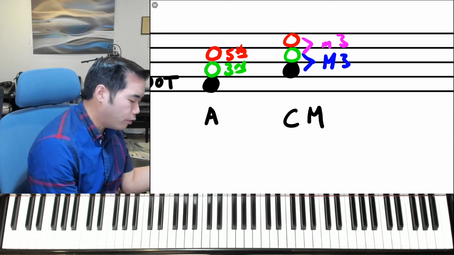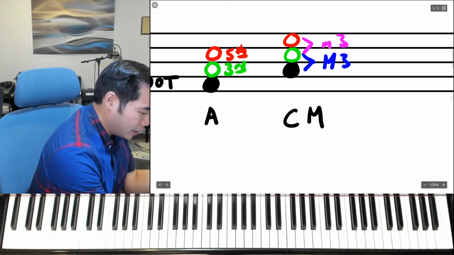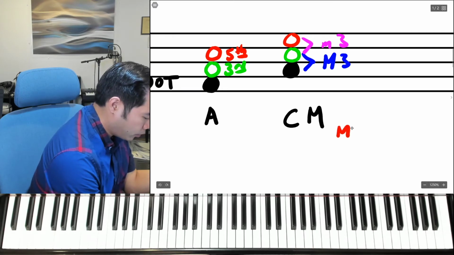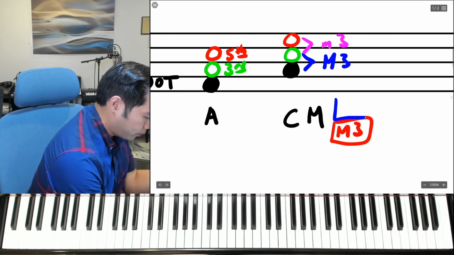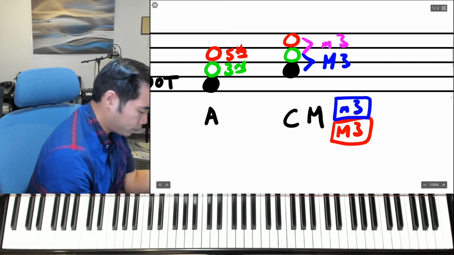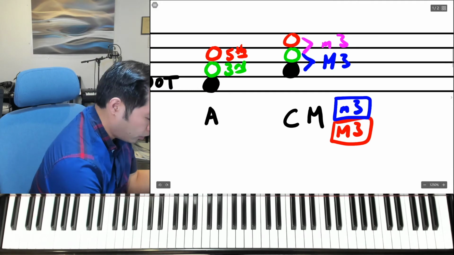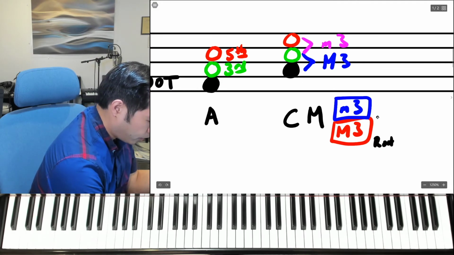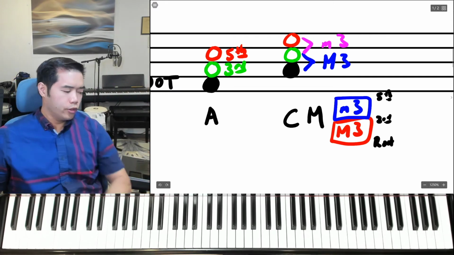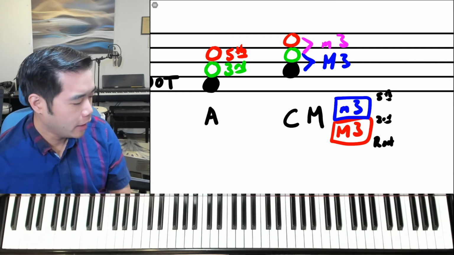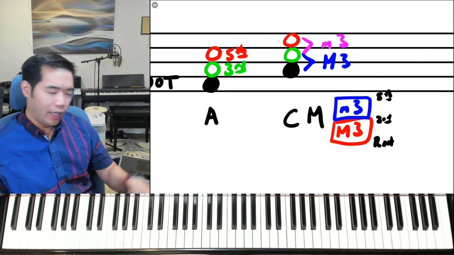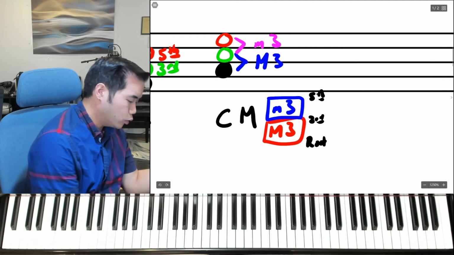So one way of thinking of a major triad is that it is a major third with a minor third on top, where the 3 notes are the root, the third, and the 5th. So this is one way of thinking of a major triad. There's a major third between the root and the third, and a minor third between the third and the 5th. So that's one type of triad.